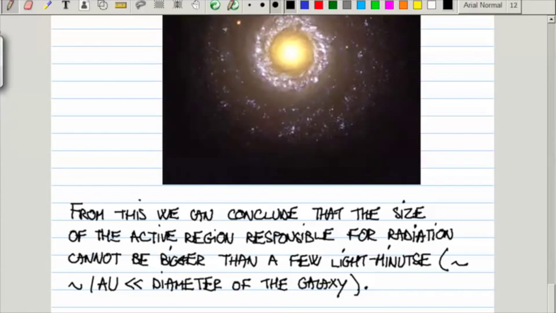Okay, and on Wednesday I'll explain how we can deduce that from the fact that the intensity of radiation from Seyferts varies on the scale of a few minutes, how we can conclude that the size of the active region cannot be bigger than a few light minutes.